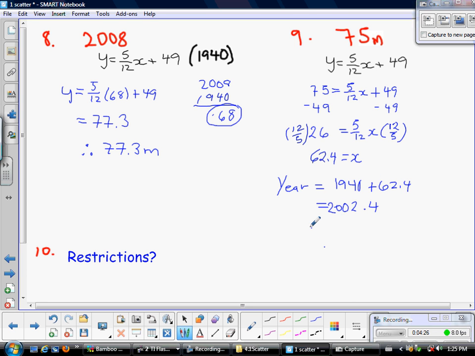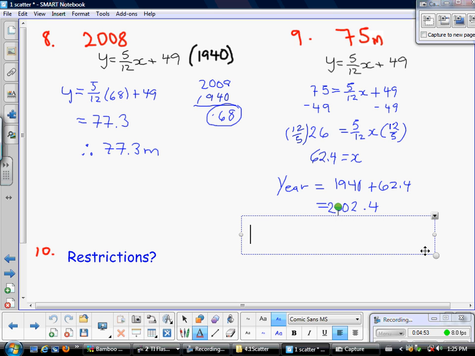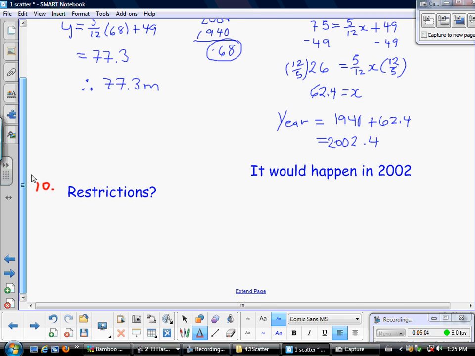So therefore, it would occur, it's supposed to be a U, okay, so it doesn't want to write for me. So we're going to switch to typing. It would happen in 2002.